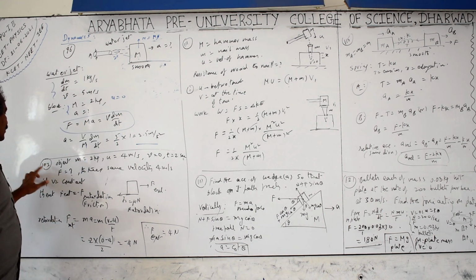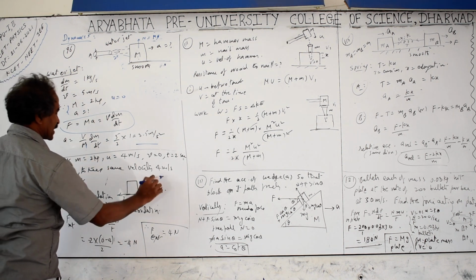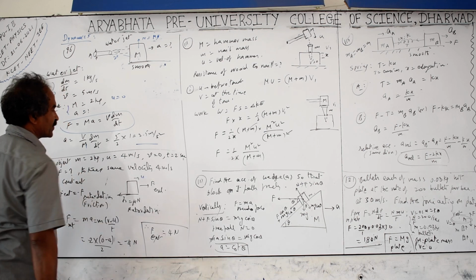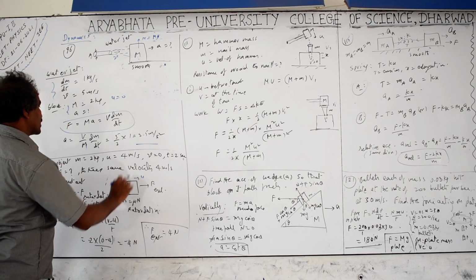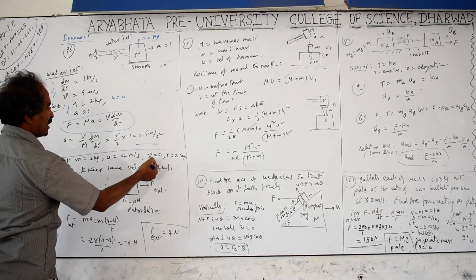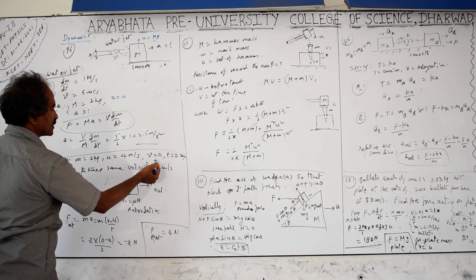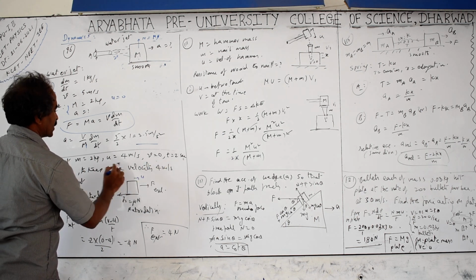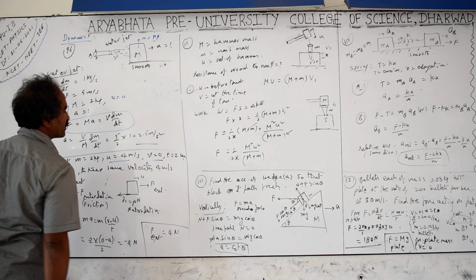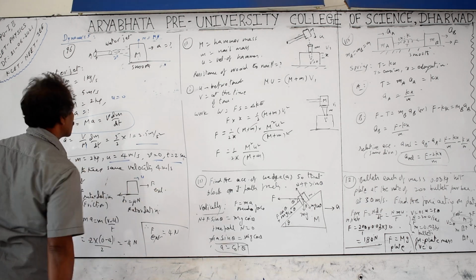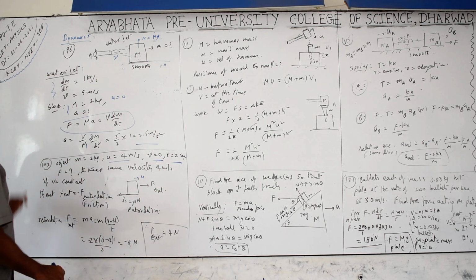Next is question number 103. An object of mass 2 kg has the initial velocity u equal to 4 meter per second, is already in motion with velocity u, and it's coming to rest after time t equal to 2 seconds. Final velocity v equal to 0. Initial velocity is 4 meter per second, and it is coming to rest in the time of 2 seconds. Coming to rest means v is 0.